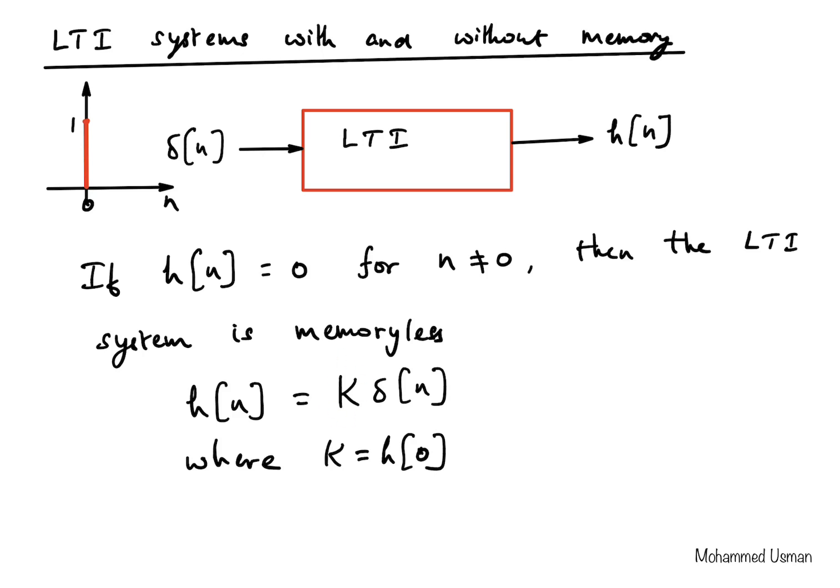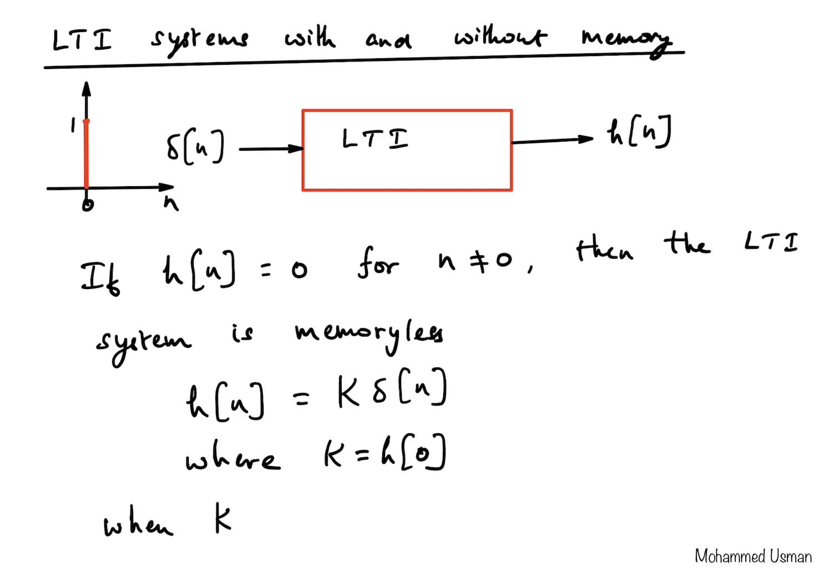If that scaling factor k is equal to 1, that means the output is equal to the input. So when h of n is equal to delta of n, we call it an identity system. That means the system is not doing anything. Whatever input is applied, it is producing the same as the output. So that's when k is equal to 1, or when h of 0 is equal to 1.